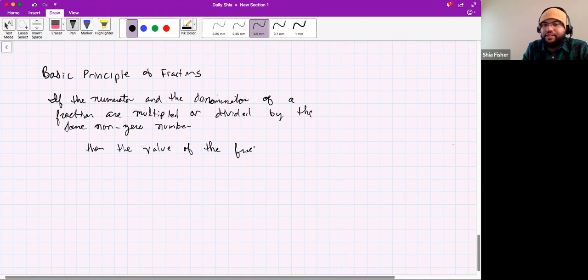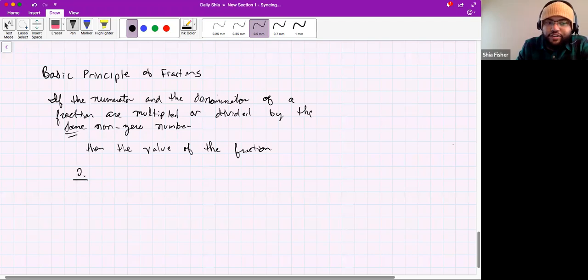What does that mean? Numerator, denominator, I know what a fraction is, but what are you talking about? Multiplied or divided by the same non-zero number. So if I multiply the numerator and the denominator by the same, keyword same, non-zero number, then the value of the fraction is not changed. All right, give me a fraction, any fraction. It could be proper or improper. It doesn't specify which one.